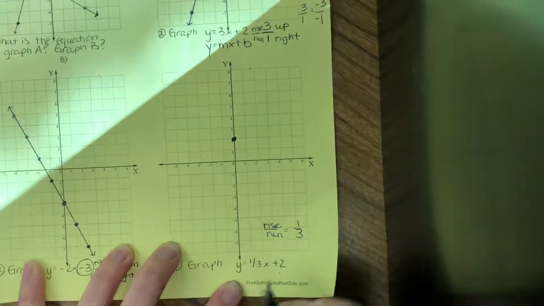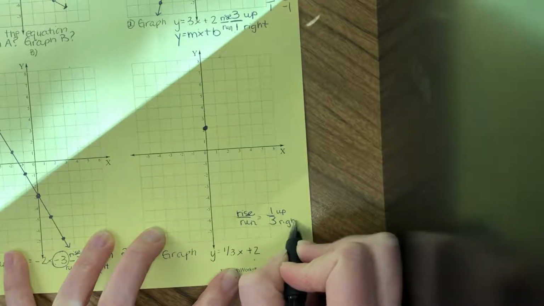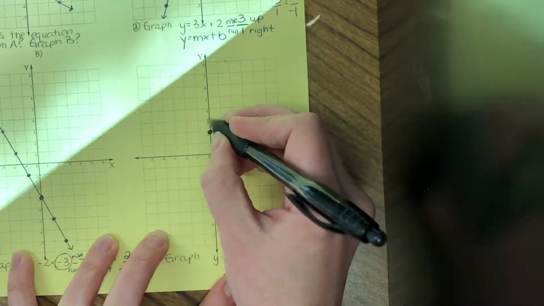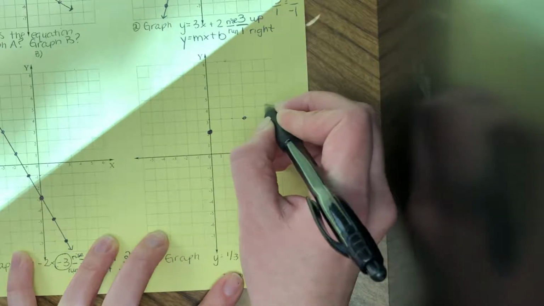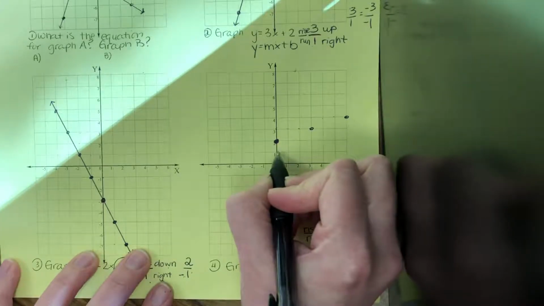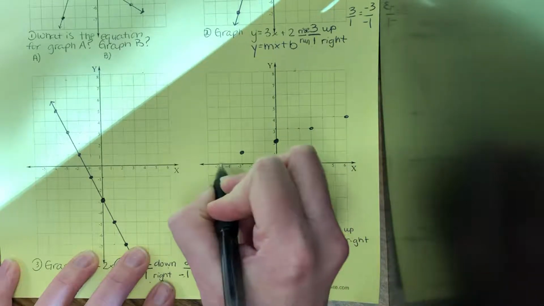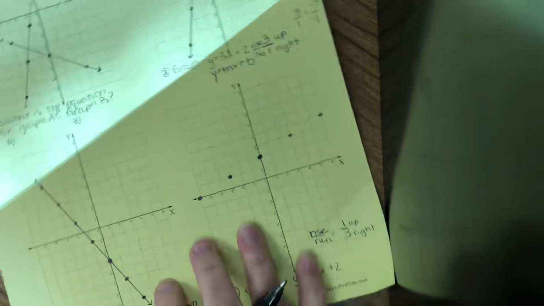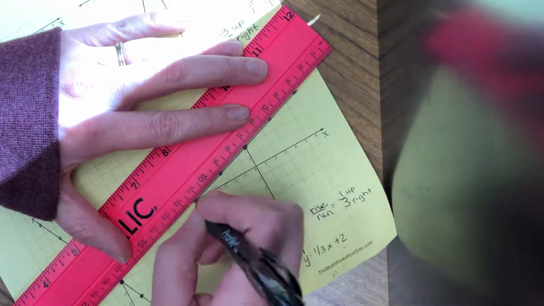Those are both positive. That means my rise is going up and my run is going right. So I'm going to go up 1, right 3. Up 1, right 3. Now I need to do the opposite. Down 1, left 3. Down 1, left 3. And connect the dots.